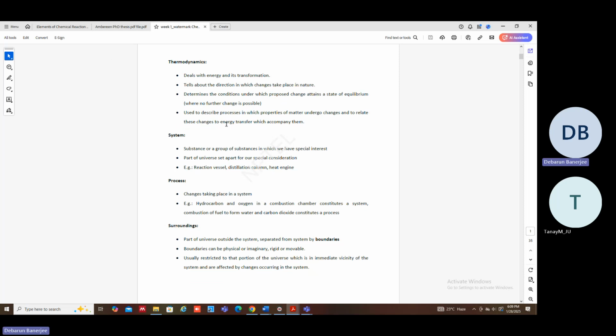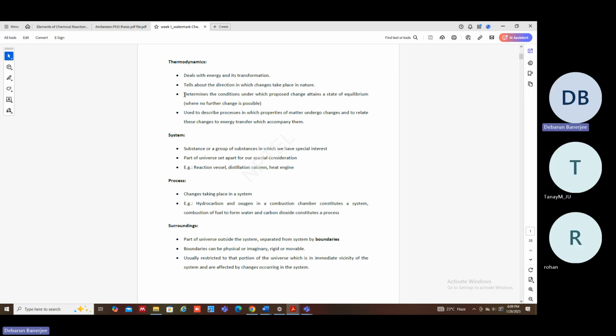It determines the conditions under which the proposed change attains a state of equilibrium. So if A to B is possible, then there is also a possibility that B can get back to A. When there is equilibrium, it means the rate of formation of B from A and the rate of formation of A from B will be the same, right?